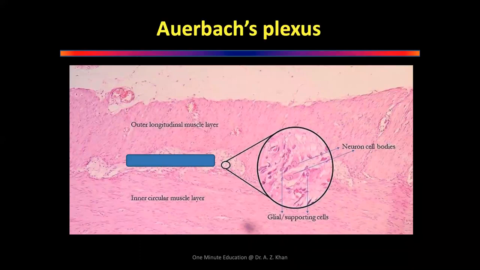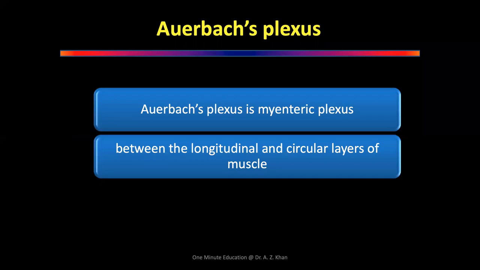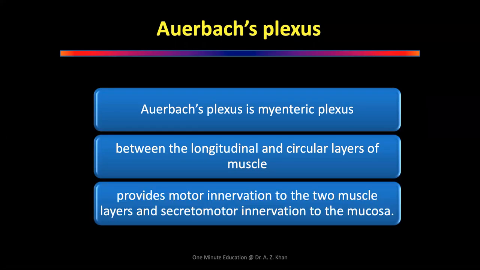Yep. It's the Auerbach's plexus. Okay, it's a different way of asking the same question. That's why I brought it in. Okay, so Auerbach's plexus is the myenteric plexus between the longitudinal and the circular layers of muscles. Provides motor innervation to the two muscle layers and secretomotor to the mucosa.